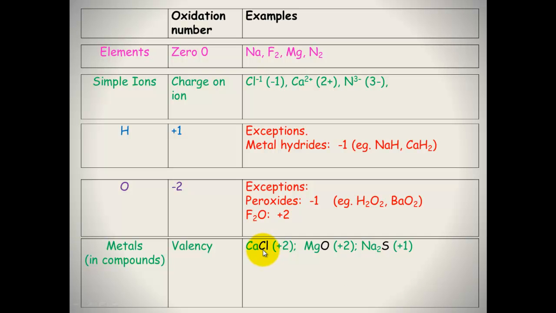This is a point to note now. There is no rule for the oxidation number of chlorine in this, or of sulfur or sulfide in this compound. You need to calculate these based on the metals in the compound, but I'll explain that in a minute. Don't just think that it's the charge on the chloride ion or the charge on the sulfide ion. The simple ion charge only applies when they're ions by themselves. So metals in a compound are the valency, not the non-metals in a compound.